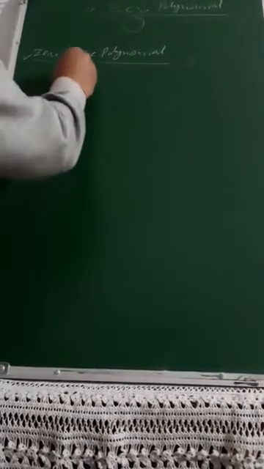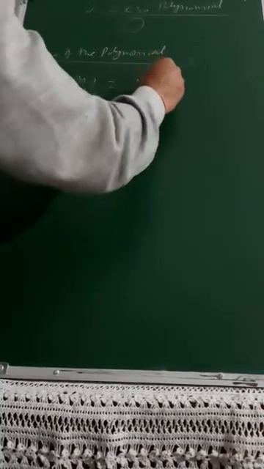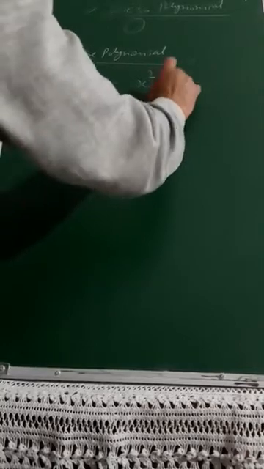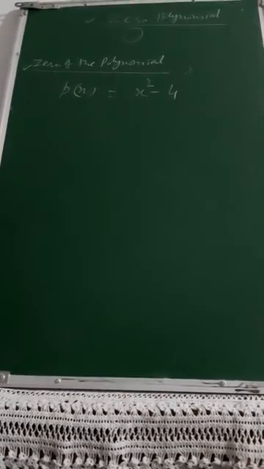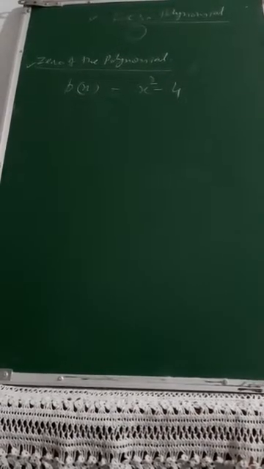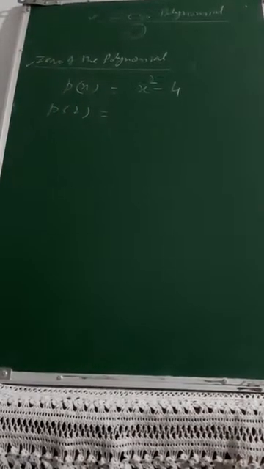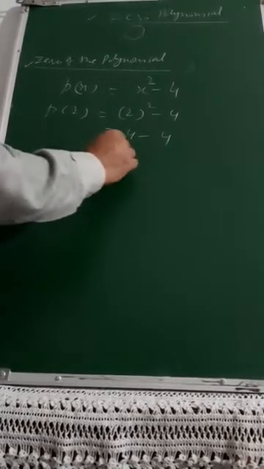And if you speak about the zero of the polynomial, suppose I am giving you the example p(x) is equal to x square minus 4. Any polynomial p(x) is given equal to x square minus 4. If I find p(2), I need to replace x by 2. So what happens? 2 square minus 4, and this becomes 4 minus 4, which is equal to 0.